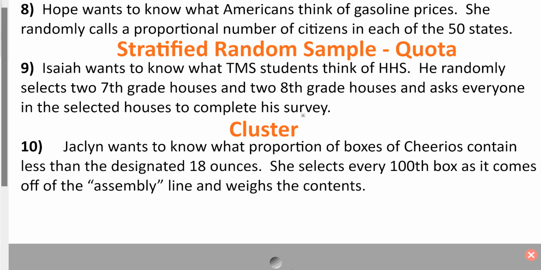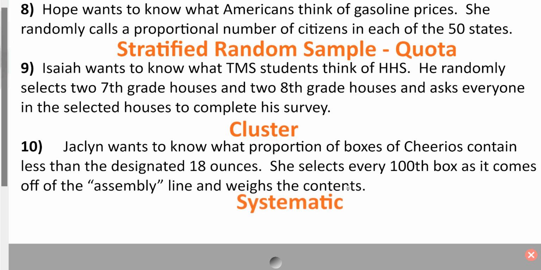And lastly, I don't know how we got to 10. We must have skipped a number somewhere. Maybe we skipped 7. But Jacqueline wants to know what proportion of boxes of Cheerios contain less than the designated 18 ounces. She selects every 100th box that comes off the assembly line and weighs them. That's the systematic one. It's every 100th box.